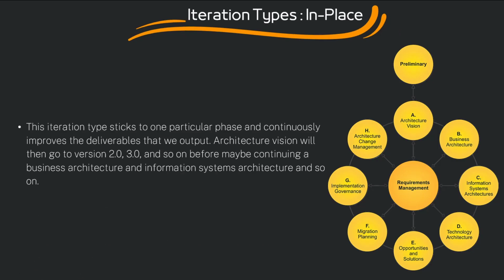The last iteration type is in-phase. This iteration type sticks to one particular phase and continuously improves the deliverables that we output. Architecture vision will then go to version 2.0, 3.0, and so on before maybe continuing to business architecture and information systems architecture and so on.